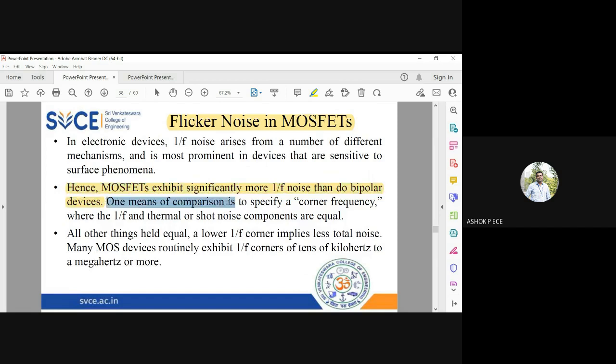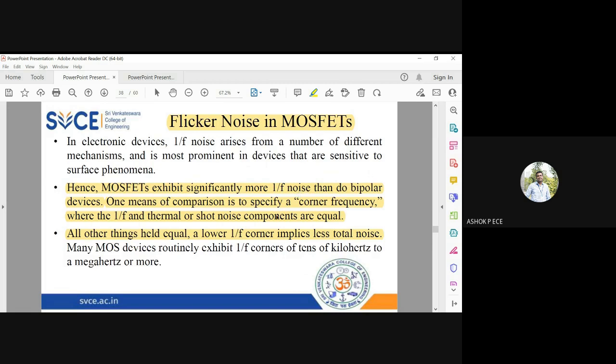Okay, so one means of comparison is to specify a corner frequency where the noises are equal. So you can find a frequency where these two noise components are going to be equal. So all other things are held equal, a lower 1/f corner noise implies less total noise. The total noise is going to be the sum of all the noises.